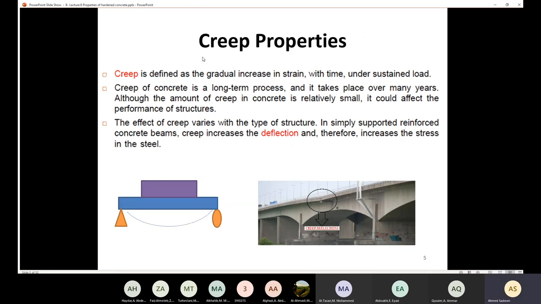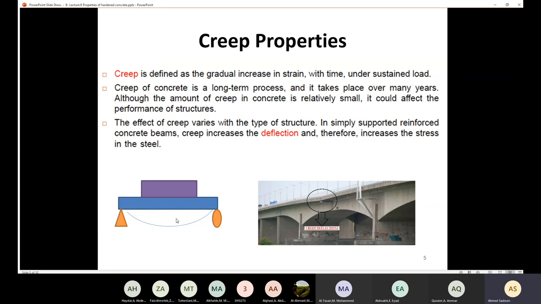We have the creep properties. Creep is defined as a gradual increase in the strain with time under sustained load. For example, here we have a simply supported beam, and here we have a load like this one, maybe a uniformly distributed load. And you learn how to determine the deflection. Since you have a load here, that means I'm going to have deflection.